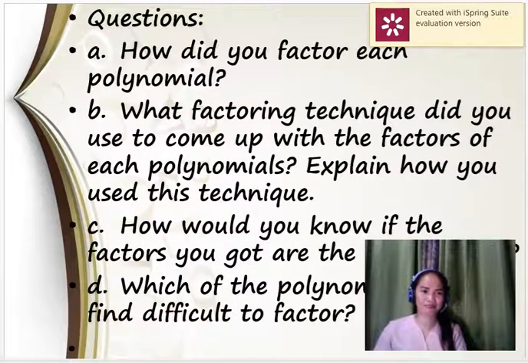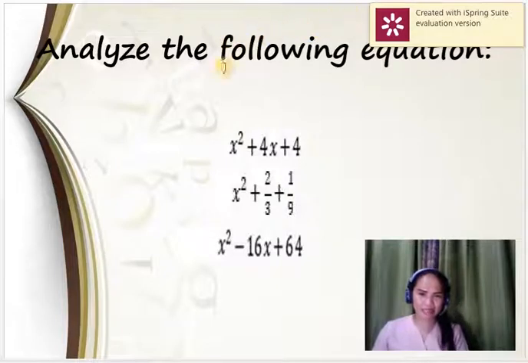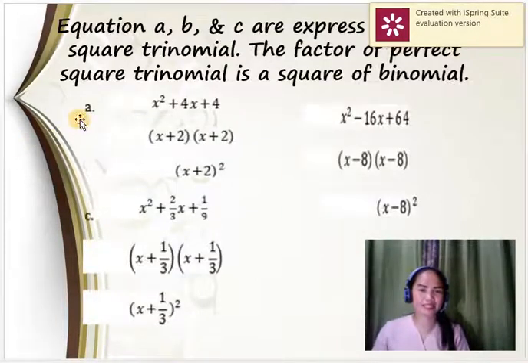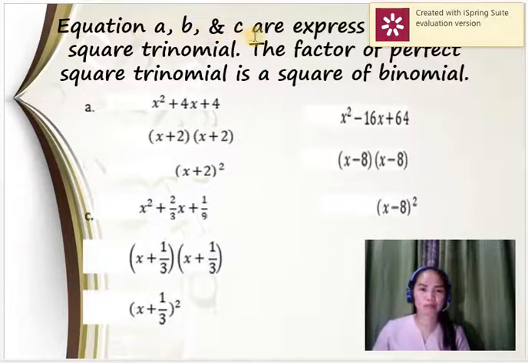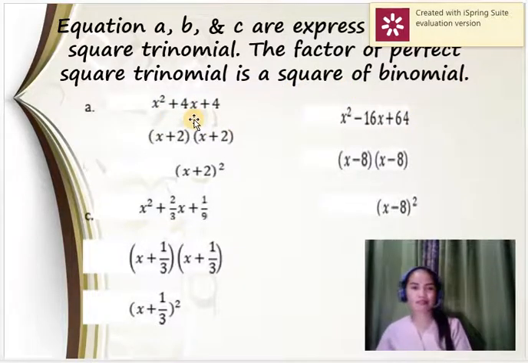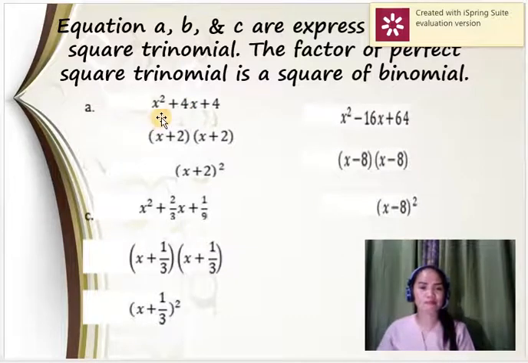Let us analyze the given equations. Equations A, B, and C are expressed as perfect square trinomials. The factors of a perfect square trinomial are a square of a binomial. Let us have letter A: x squared plus 4x plus 4. Let us factor that.